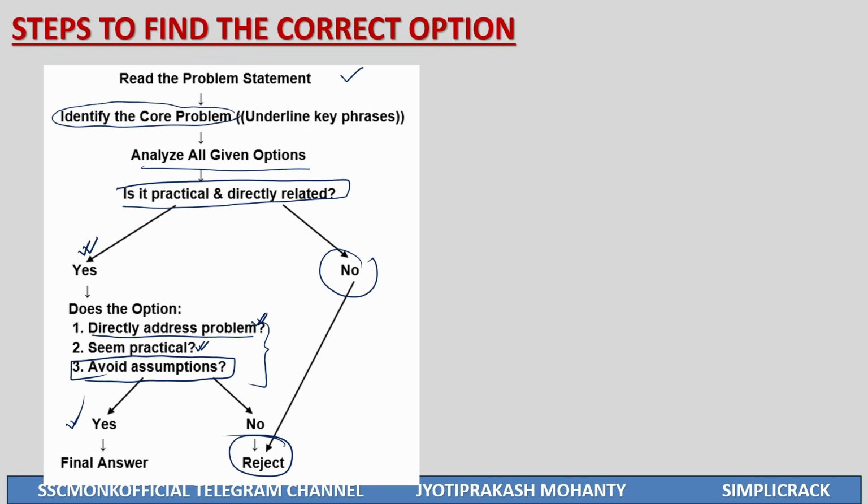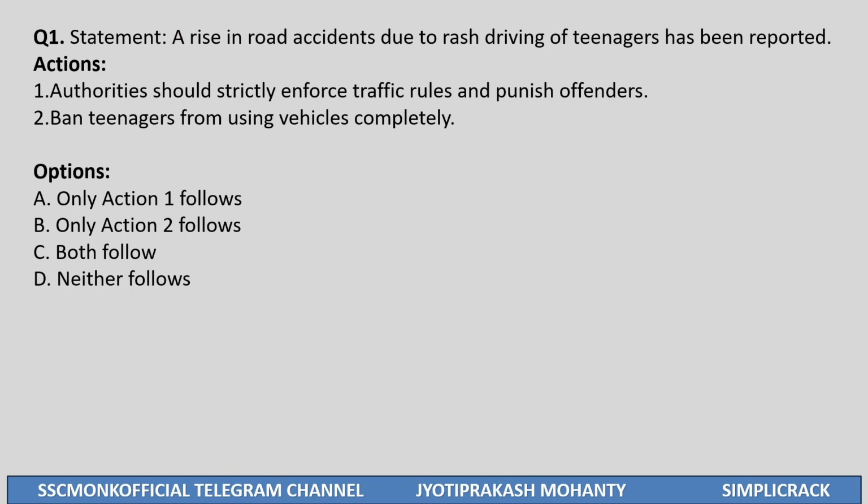Let's see how. So our first question: a rise in road accidents due to rash driving of teenagers has been reported. That means teenagers are doing rash driving and it is causing road accidents. We are clear about it now. Actions. Authorities should strictly enforce traffic rules and punish offenders. This is logical. This is directly derived from the statement, and this seems correct, ethical and relevant. So action 1 is right.